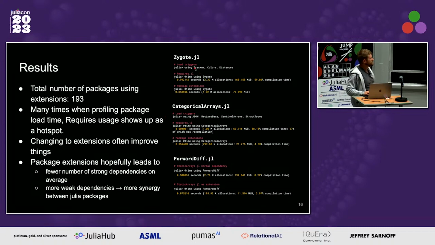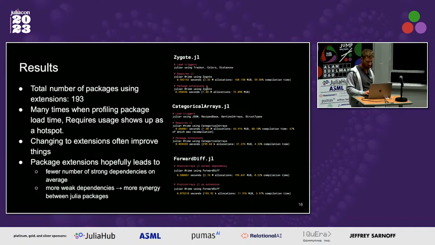First, Zygote had Requires usage that loaded different code. If you load Tracker, it had some things, and if you load Colors and Distances and so on. So what I first do is load these things, and then when it used Requires, we load Zygote, and the fact that these are loaded means that the different Requires code is going to run. And then it took 0.94 seconds, and you can see here that there's a significant compilation time.